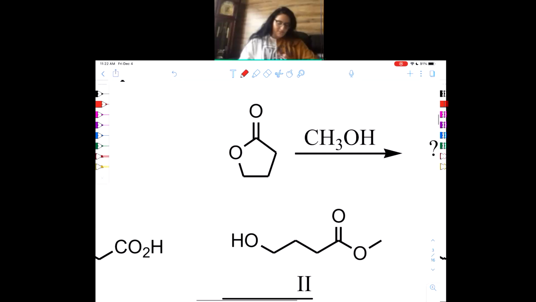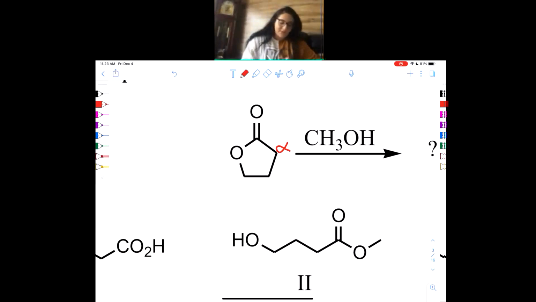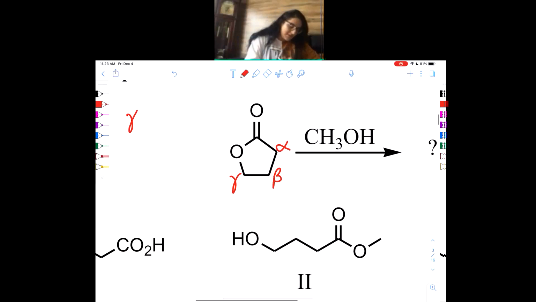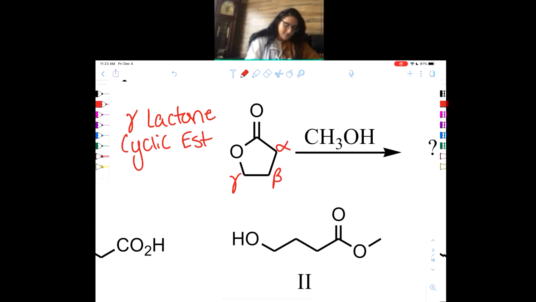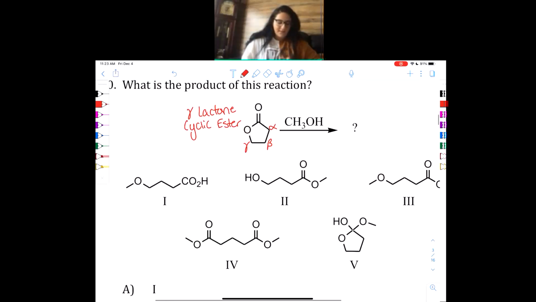Okay, so we got a couple different answers, so let's actually go through. The carbon right after the carbonyl is alpha. The next one would be beta. And the next one would be gamma. So we're always going off the highest number or the highest letter, I guess. So this one would be a gamma lactone, aka a cyclic ester. Awesome job.